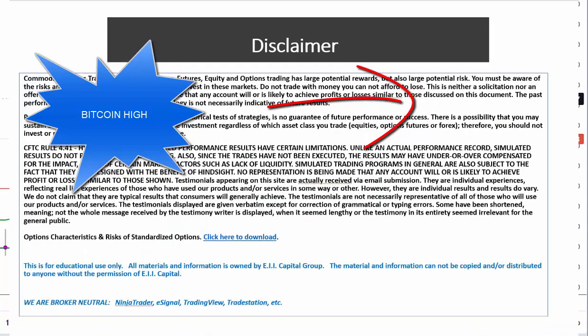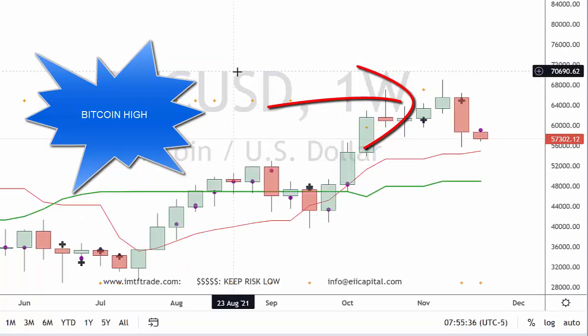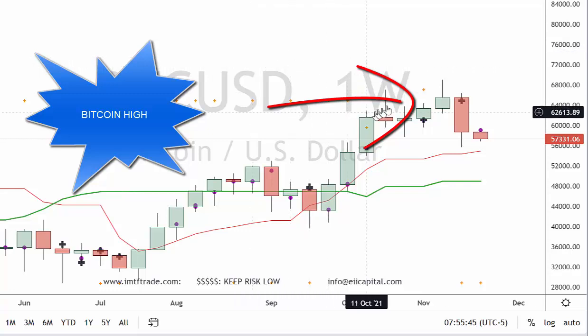Today I want to talk to you about tops and bottoms. Most people look at double tops as tops and triple tops and so forth. There's another way you could do that with IMTF. You basically look for these crosses right here.